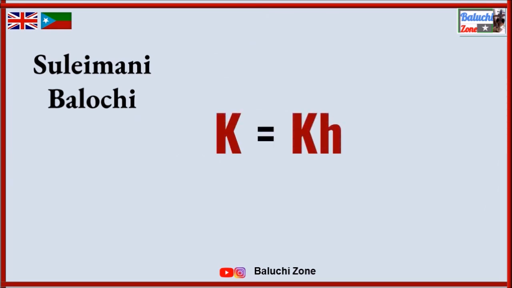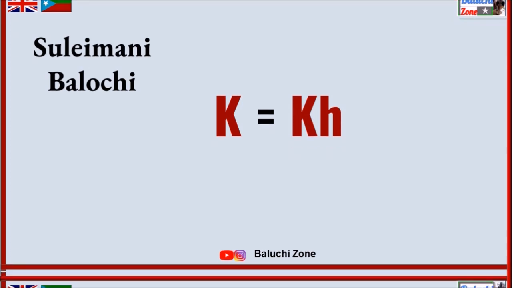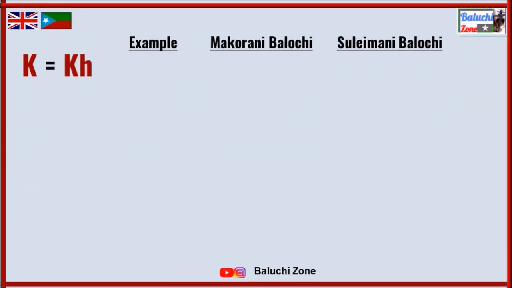Also, in Suleimani Balochi, numerous letters of the alphabet are pronounced differently, despite there being only 25 letters in the Balochi alphabet. The first difference is the pronunciation of the following letters. As we established earlier, the letter K is pronounced as Khe. For example, hak, meaning soil in Balochi, is pronounced as Hach.